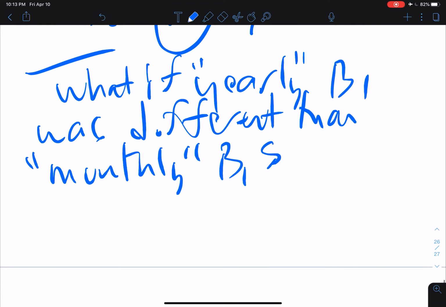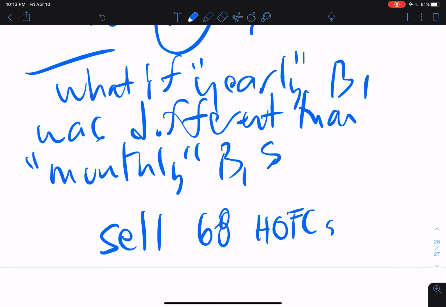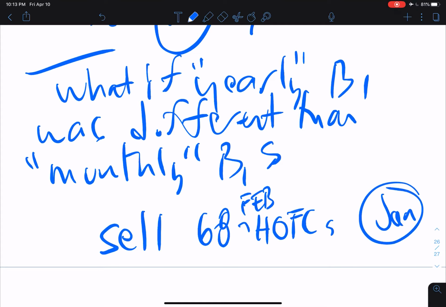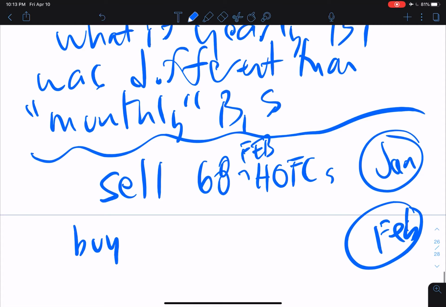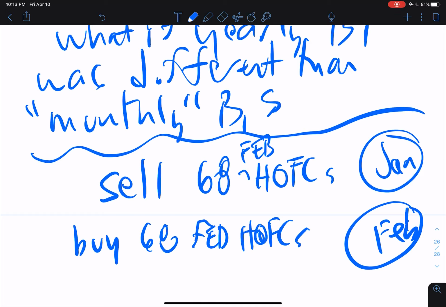68. Let's say he sells 68, excuse me, heating oil futures contracts, February contracts to hedge January's values, okay? And then maybe to hedge the next month's values, well, he's going to have to buy 68 February heating oil futures contracts. So he effectively closes that out.